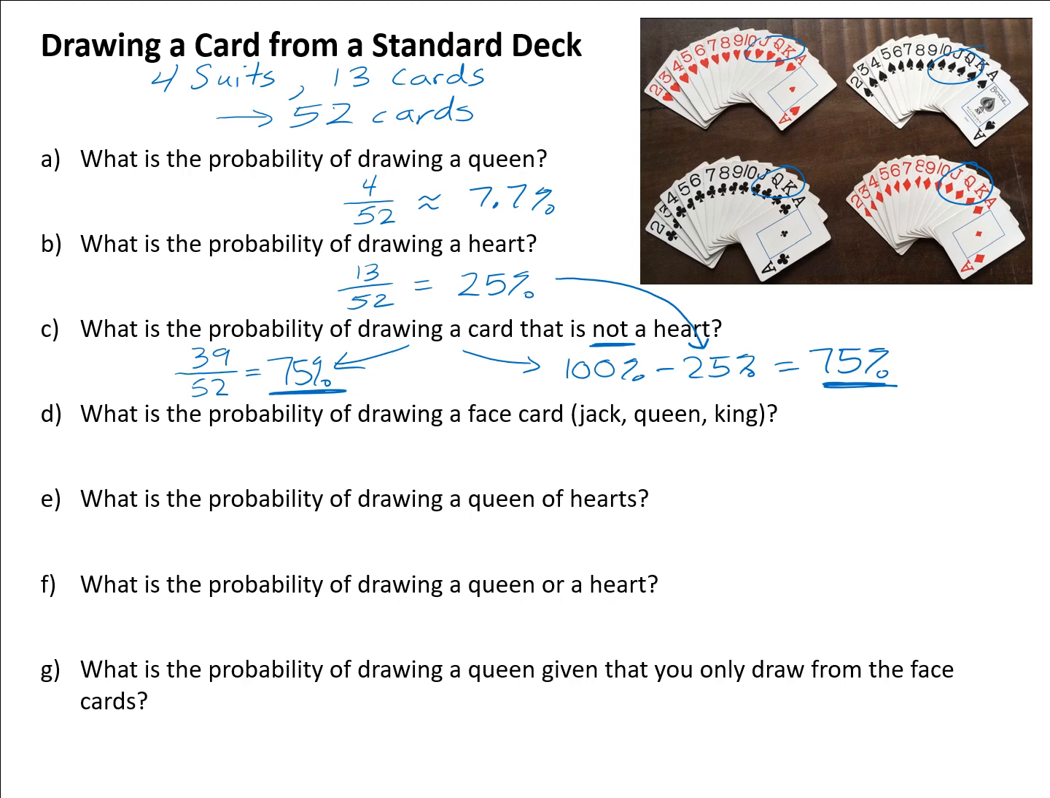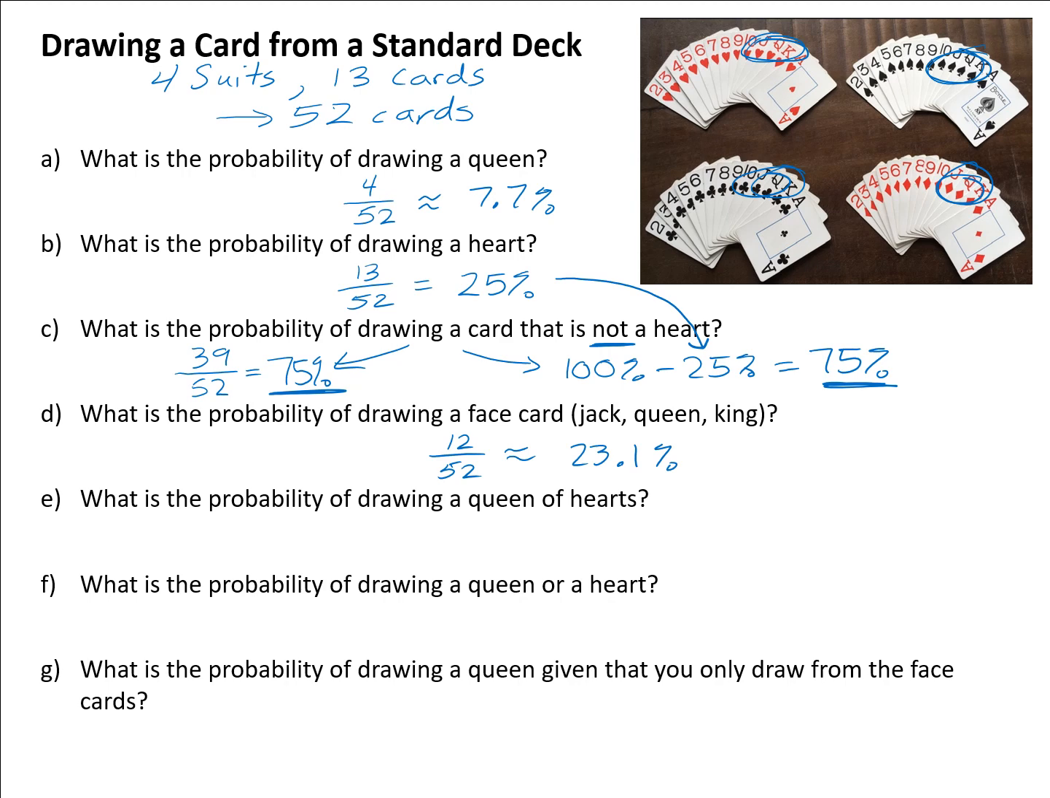Question D, what is the probability of drawing a face card? Now, a face card is basically a jack, a queen, or a king. If you actually see the card, usually they have people on them. So that's why it's called a face card, because there's a face. So there are 3 face cards in each of these suits. So 3 times 4 is 12 face cards out of 52 cards total. So you've got 12 out of 52 chance, which is approximately 23.1% chance of getting either a jack, a queen, or a king, a face card.